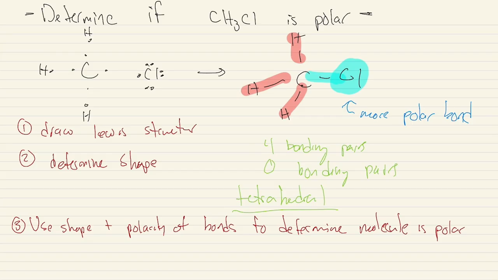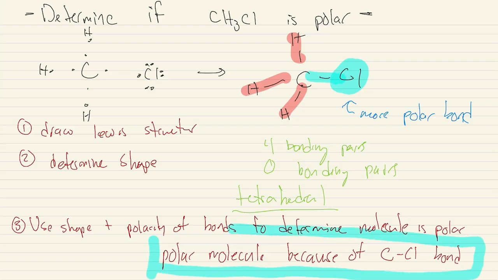Right, so that makes this a polar molecule because of the C-Cl bond. And so that's our answer right there. Summer? Should that chlorine have 3 lone pairs on it? That one should have 3 lone pairs on it.